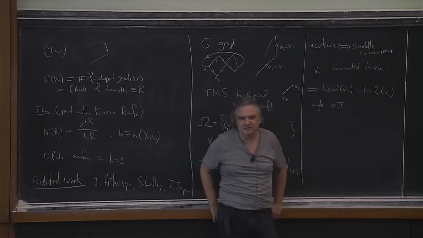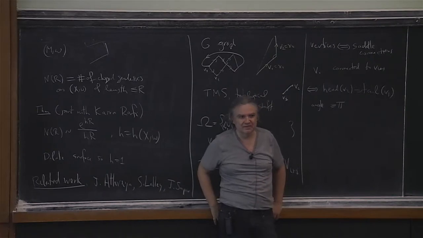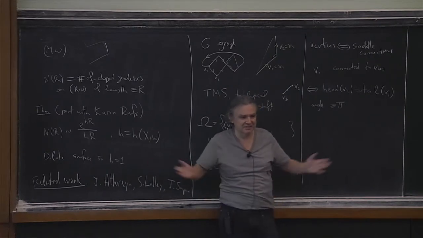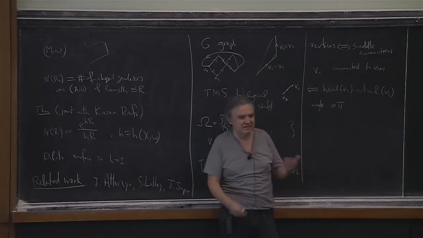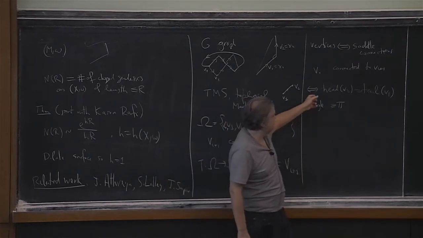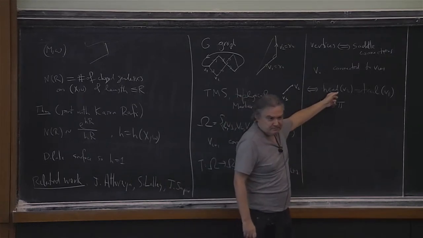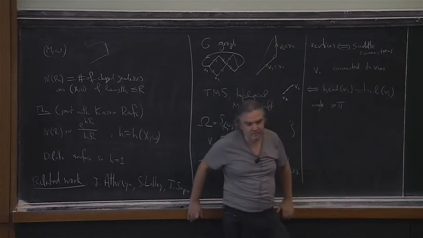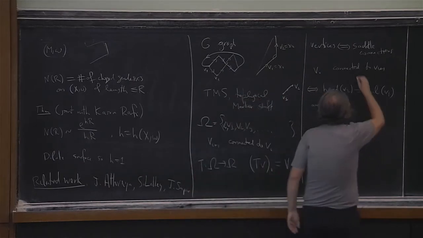My graph is actually fairly close to the complete graph. I basically have all the saddle connections. These are the vertices, and for most of them the condition that one is connected to the other is this one, right? So are you thinking of saddle connections as oriented? Saddle connections are oriented, yes. Thank you.